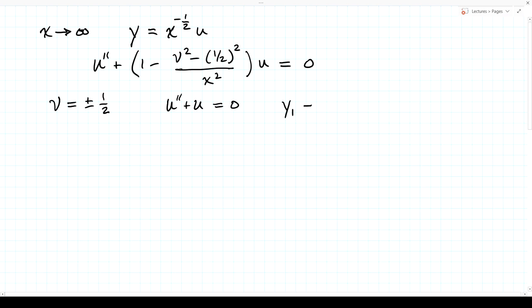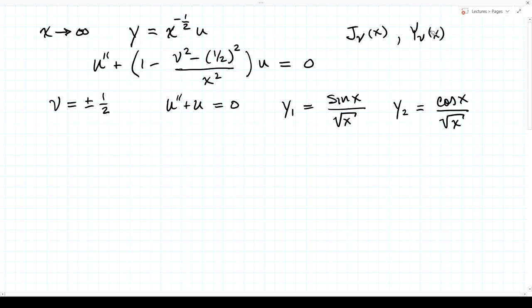So y1 would be, say, sine x over the square root of x, which would be an exact solution of Bessel's equation for all values of x, not just in the limit x goes to infinity. And y2 could be taken to be cosine of x over the square root of x. And we'll see that indeed the half integer order Bessel functions, right? So when we write something like J nu of x, this is the Bessel function of the first kind of order nu, and Y nu of x is the Bessel function of the second kind of order nu.